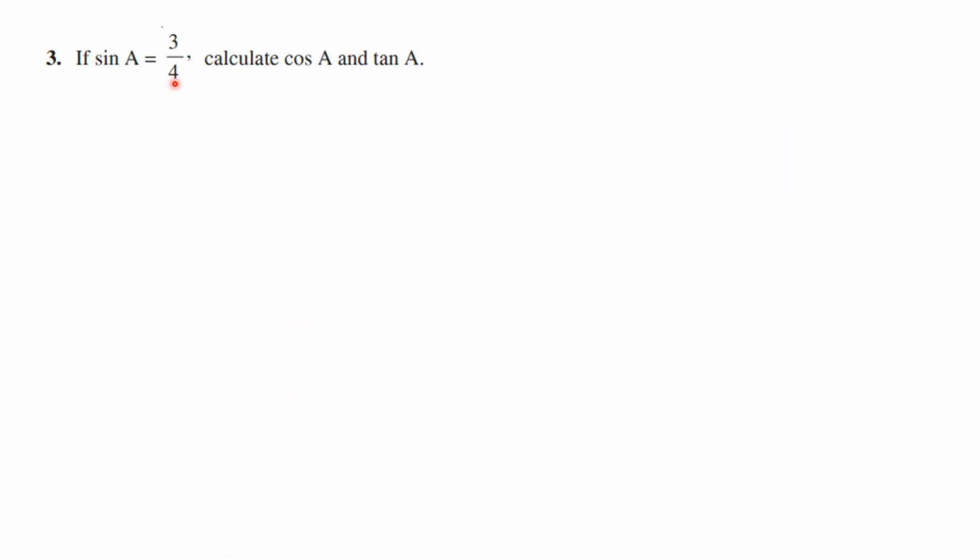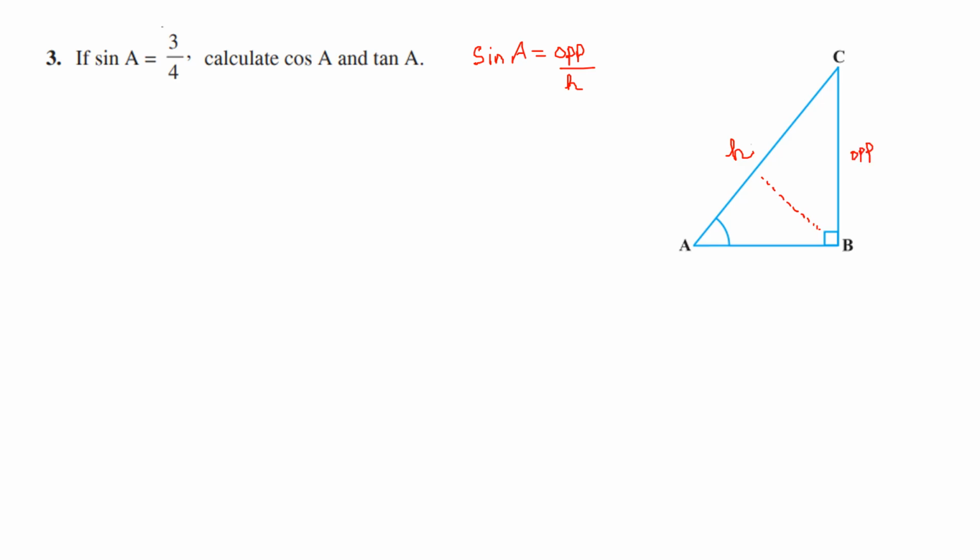Question number 3. If sin A equal to 3 by 4, calculate cos A and tan A. So first let's take a right angle triangle. Now it is given sin A value is 3 by 4. Okay, sin A means, if you see the formula, sin A is opposite by hypotenuse, isn't it? So first let's mark which will be opposite side, which will be adjacent side with respect to angle A. So first of all, this is right angle at B. So opposite to it will be hypotenuse. Opposite to angle A is BC, which is opposite side, and AB is the adjacent side.